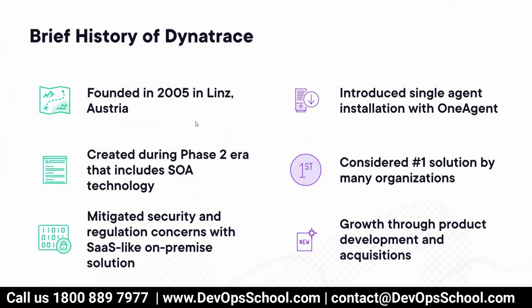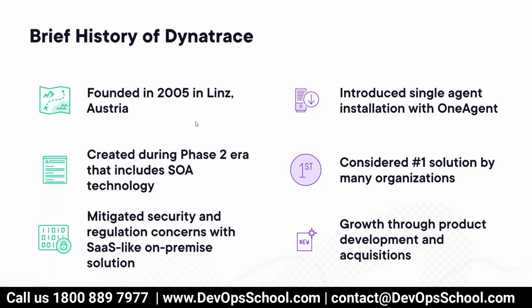With that background, we should take this session forward. So yes, Dynatrace was founded in 2005 in Linz, Austria. It introduced single agent installation with OneAgent. Remember that OneAgent means they literally have one agent for everything. If you remember the last session on ELK, we had multiple agents for different types of data collection. But here is one agent which is doing metric collection, log collection, trace collection, and everything.